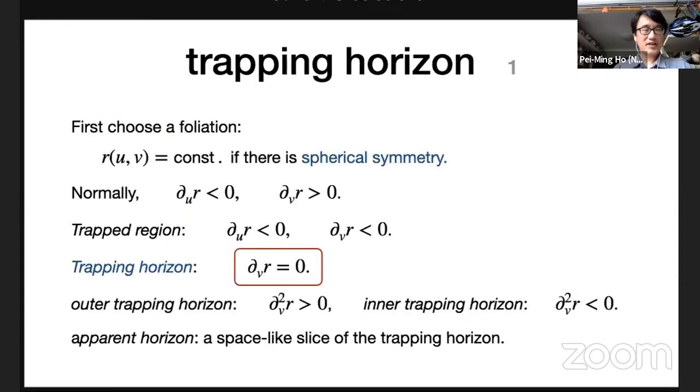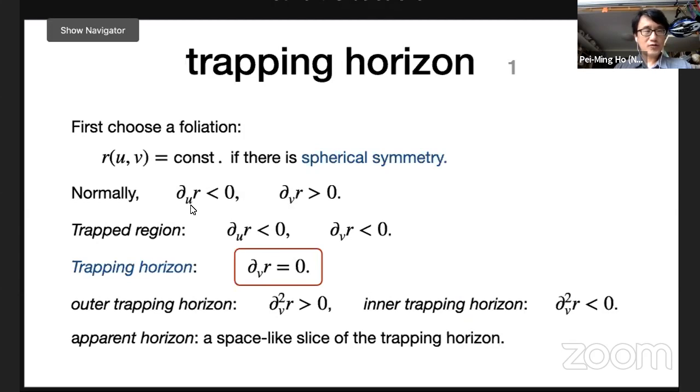So for example, you can deduce some features about the geometry behind the trapping horizon, but we have to first define the trapping horizon. The trapping horizon is defined with the choice of foliation, and with spherical symmetry, the most natural choice is the areal radius. So you choose the areal radius equal to any given constant to define a foliation. And then you ask the following question.